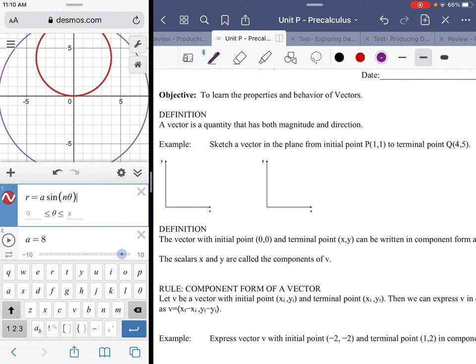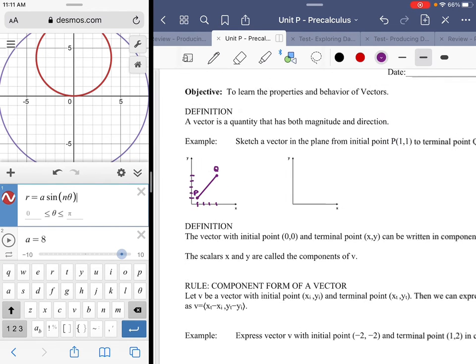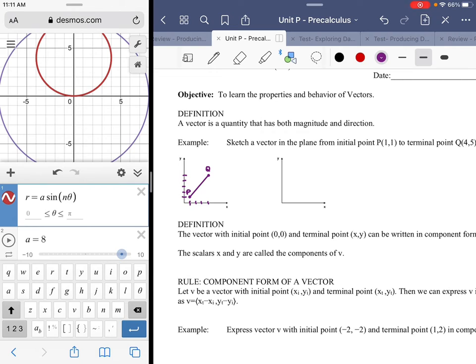All right. So a vector is a quantity that has both magnitude and direction. So the first little example here, just sketching a vector in a plane that has an initial point of 1, 1 and a terminal point of 4, 5. So I'm just going to eyeball it. Here's 1, 1. Call that point P. And 2, 3, 4, 2, 3, 4, 5. Oh, that's pretty terrible in terms of the spacing, but that's not the point here. 4, 5. That would be point Q.